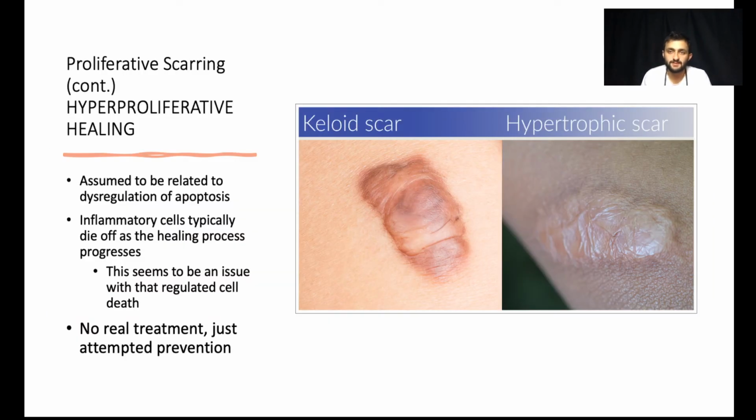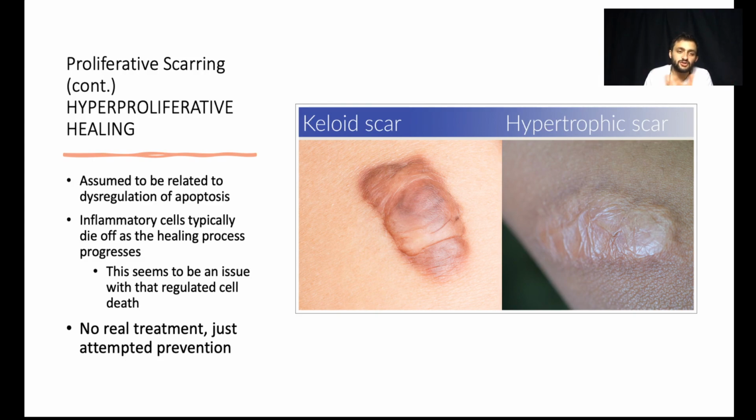And so we'll look at this picture here to look at keloids and hypertrophic scars, and this will be the last slide in this talk. What you'll see is that in proliferative scarring, on the left-hand side we have a keloid, on the right side is the hypertrophic scar, and it's assumed to be related to a dysregulation of apoptosis. Okay, and it makes plenty of sense because if you think about it, inflammatory cells typically die off as the healing process progresses, and this seems to be an issue with that regulated cell process, or that regulated cell death, okay?